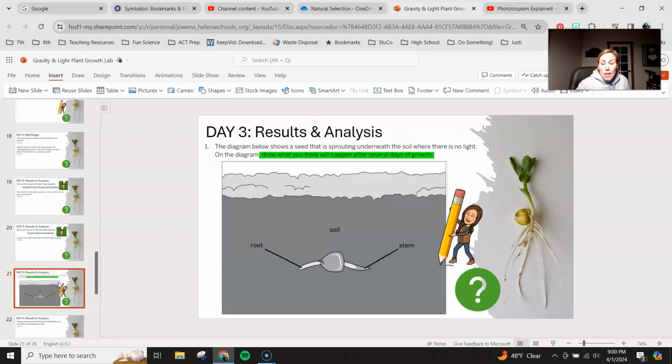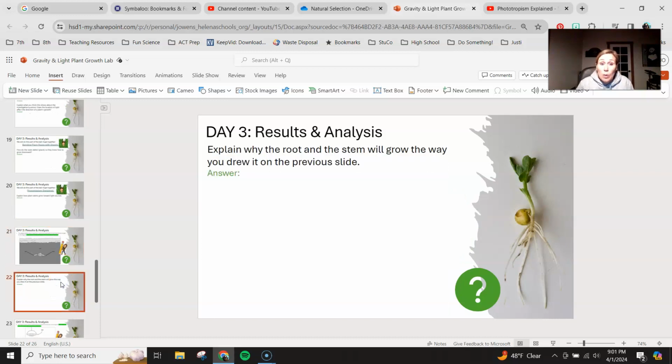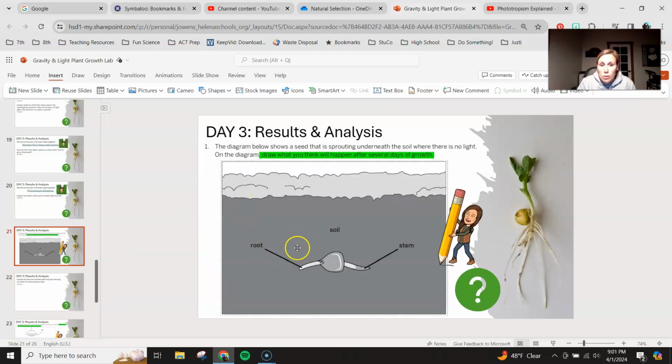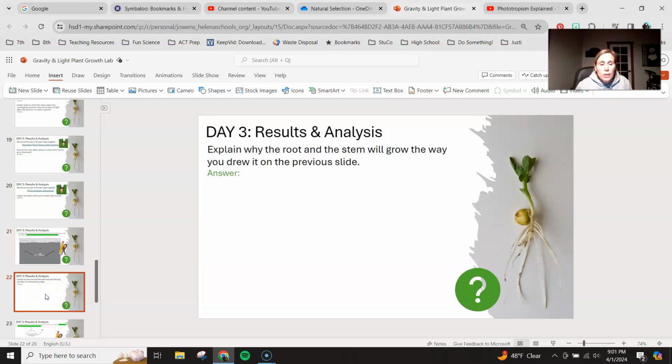Okay, finally, based on your knowledge, you are going to do some more predictions on these orientations of the seed. The diagram below shows a seed that is sprouting underneath the soil where there is no light. On the diagram, draw what you think will happen after 7 days of growth. You have the root and the stem, so you are going to predict the direction of growth of both of those. And then explain why the root and stem will grow the way they drew. You drew it on the previous slide, so give me an explanation as to why you drew the root in one direction and the stem going wherever you drew it going.